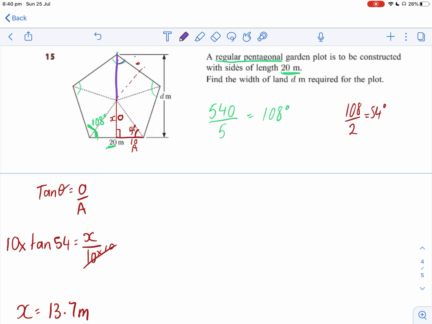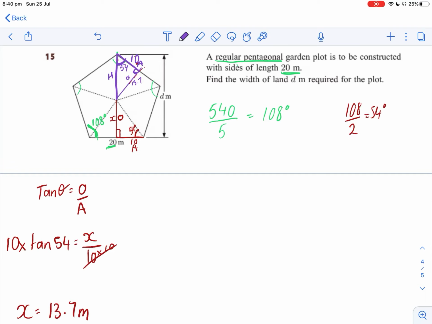So the angle here is still going to be 54. This length here is still going to be 10, and this length here is going to be the 13.7. Now if we label the sides, we have here opposite, here we have adjacent, and here, because our right angle's here, this actually becomes the hypotenuse.